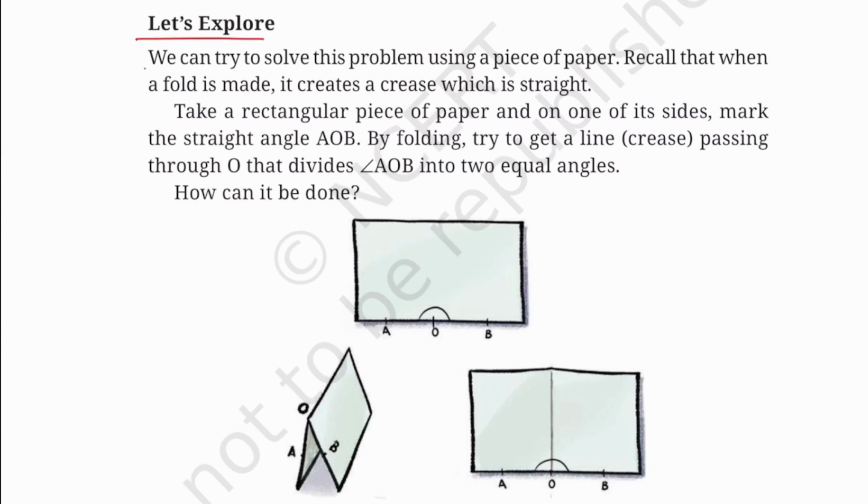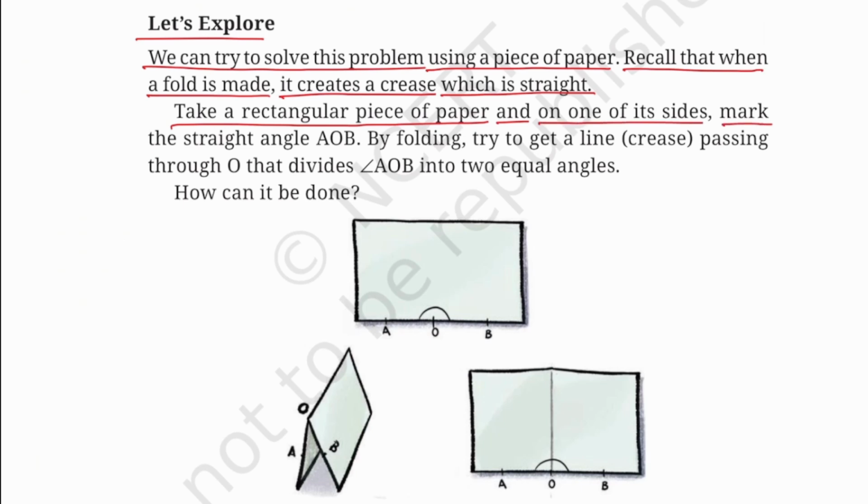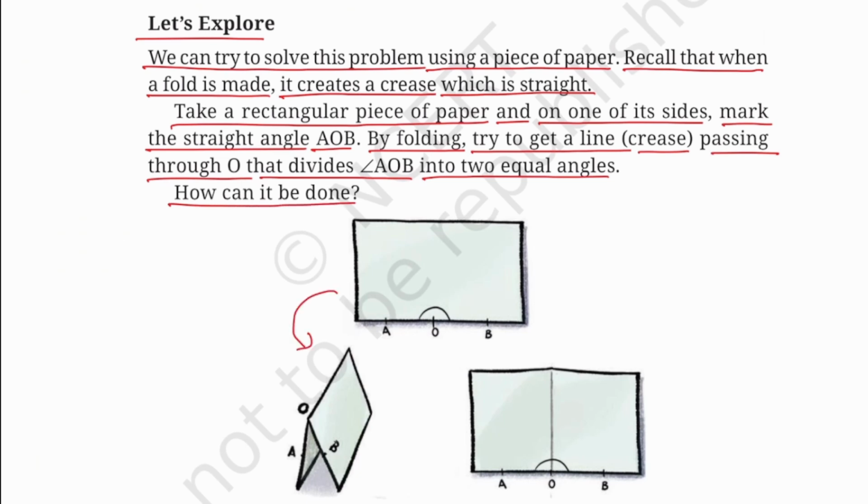Let's explore. We can try to solve this problem using a piece of paper. Recall that when a fold is made, it creates a crease which is straight. Take a rectangular piece of paper and on one of its sides, mark the straight angle AOB. By folding, try to get a line crease passing through O that divides angle AOB into two equal angles. How can it be done? It can be done like this.